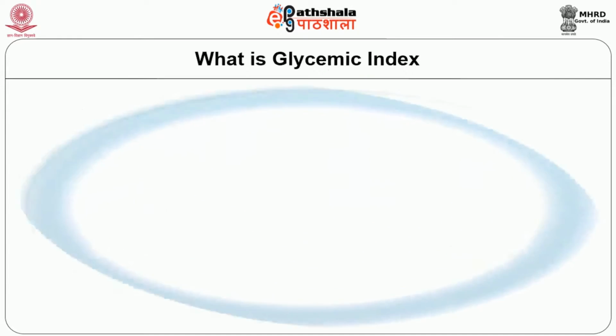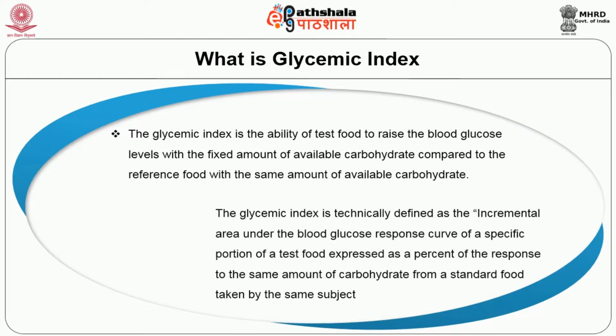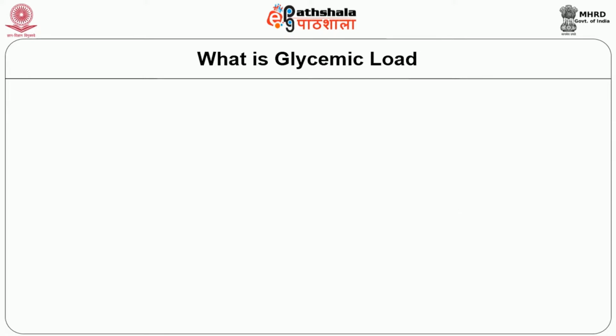First, we must know what glycemic index is. The glycemic index is the ability of a test food to raise blood glucose levels with a fixed amount of available carbohydrate compared to a reference food with the same amount of available carbohydrate. Technically, it is defined as the incremental area under the blood glucose response curve of a specific portion of a test food, expressed as a percentage of the response to the same amount of carbohydrate from a standard food taken by the same subject.